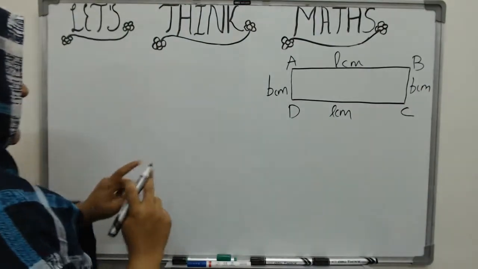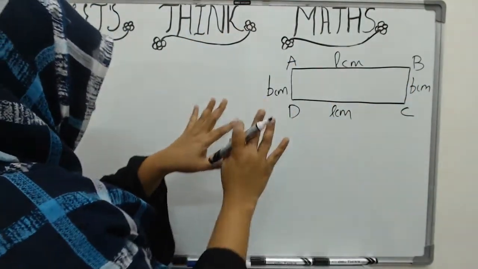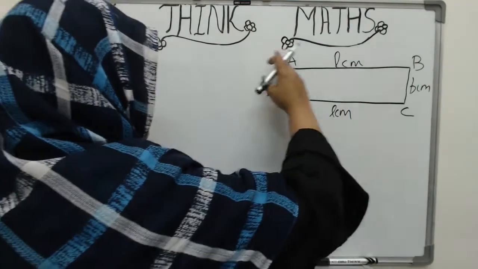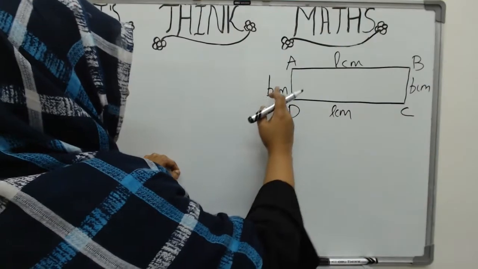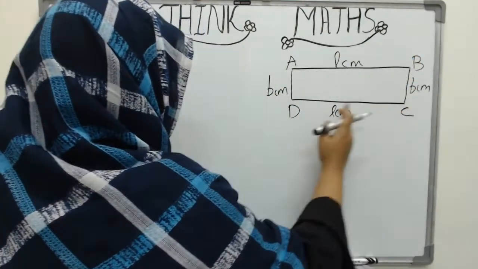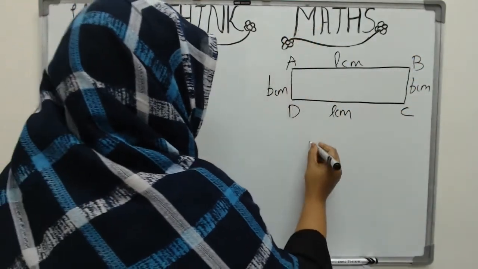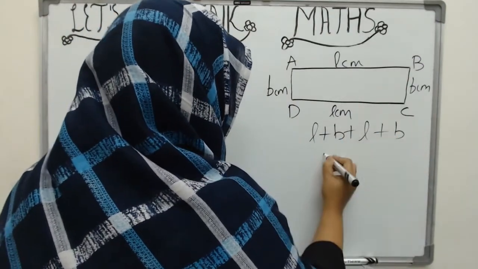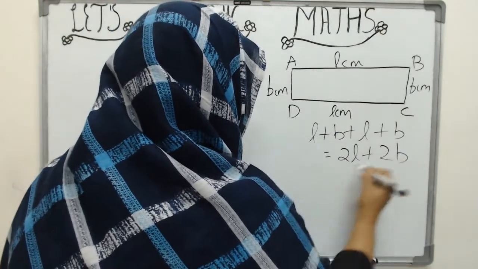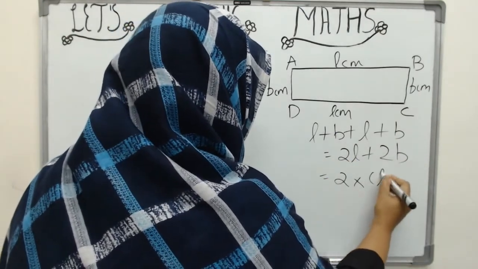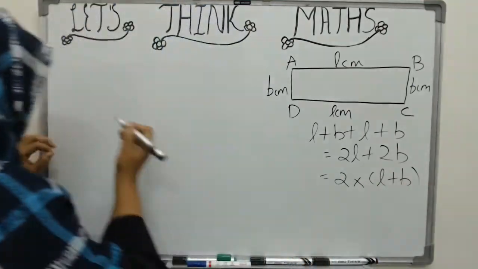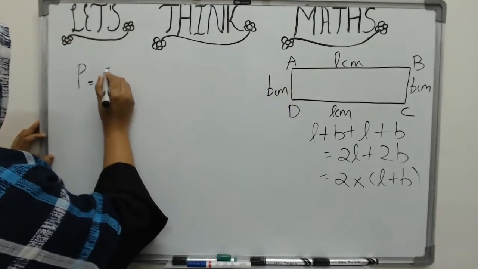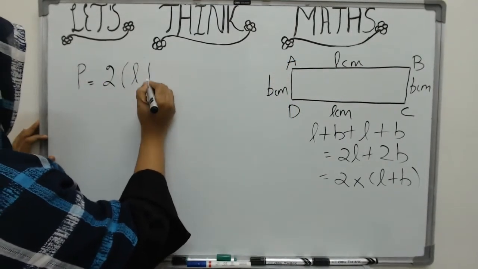And perimeter is just the length of the boundary. Not just for the rectangle, for any figure, the perimeter of a closed figure is just the length of its boundary. In other words, it is AB plus BC plus CD plus DA. And what will that be? L plus B plus L plus B. That will be equal to 2 into (L plus B). So, the perimeter of a rectangle whose length is L and breadth is B is 2 into (L plus B).